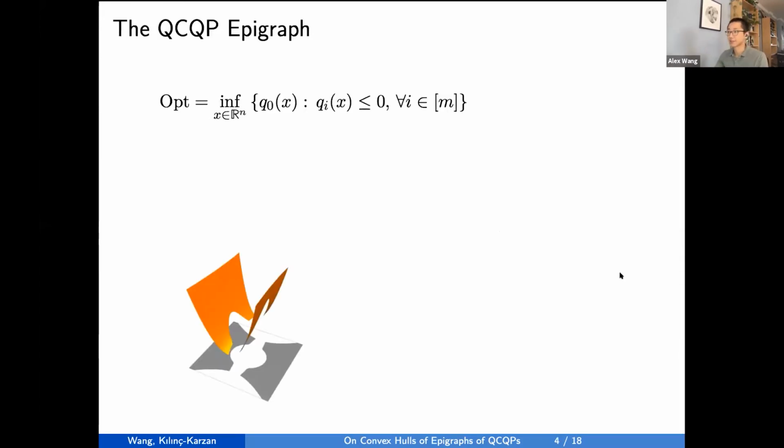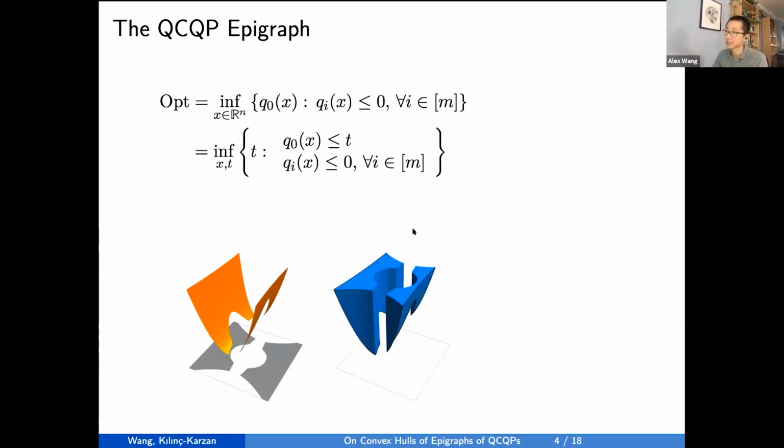Pictorially, what does this look like? I'll draw some pictures down here today for n equal to 2. In this example, we're picking some x from R^2, where this gray shaded area is defined by the Q1 through Qm constraints. And you have to pay the value Q0 at that point x.